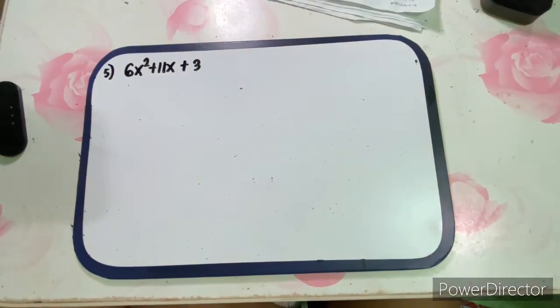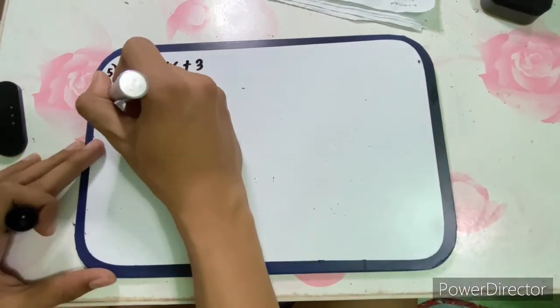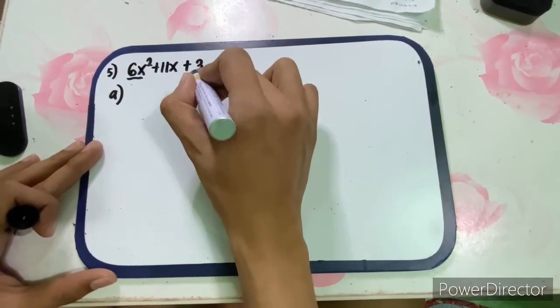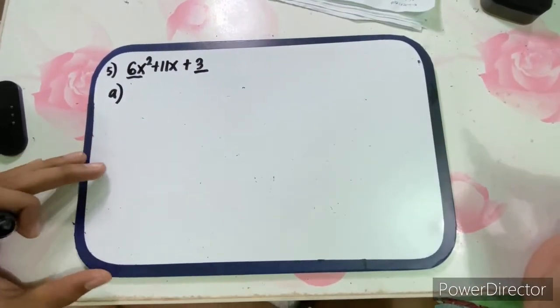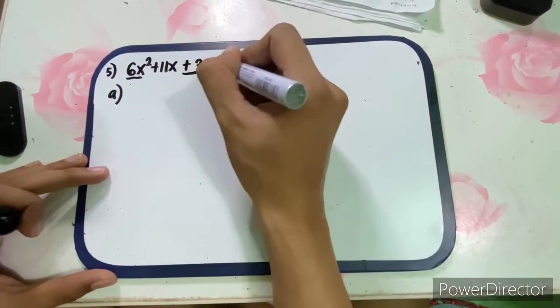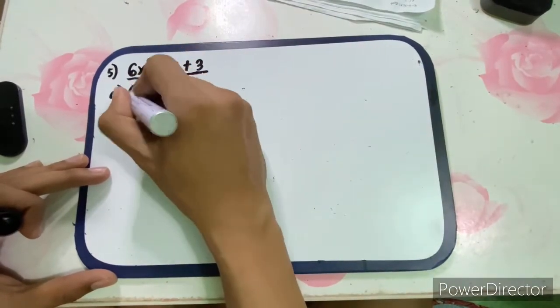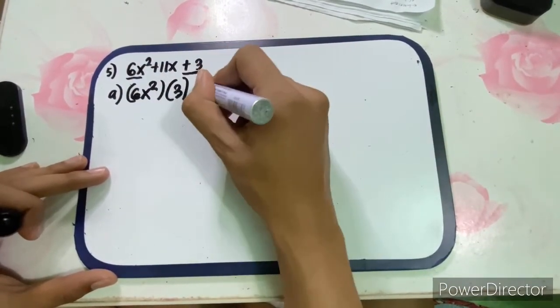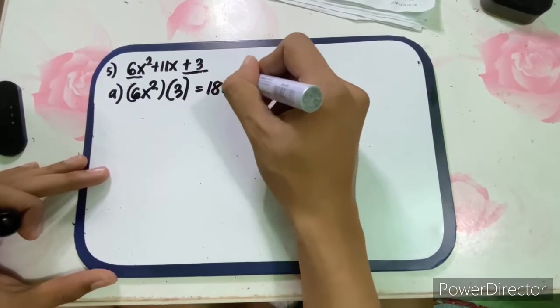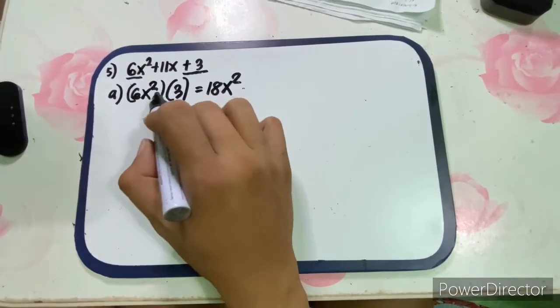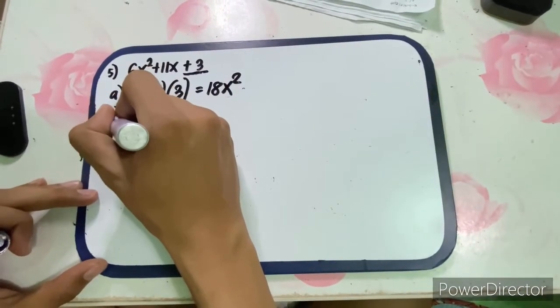Okay, we have the number 5 example, 6x squared plus 11x plus 3. In this example, we have longer steps. For the first step, you will multiply the first term and the last term, so plus 3, or you will say positive 3. So multiply 6x squared times 3. It will become 18x squared, right? Because 6 times 3 is 18. Then copy x squared.